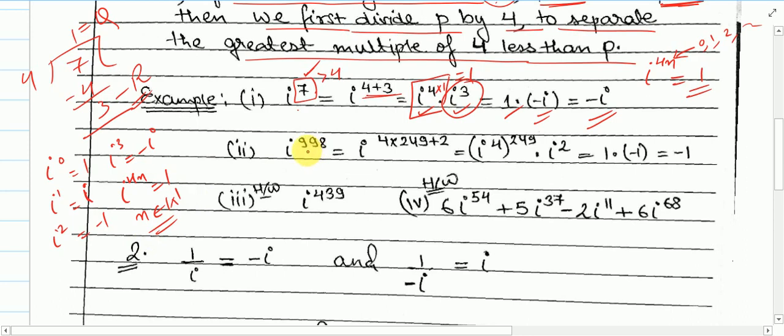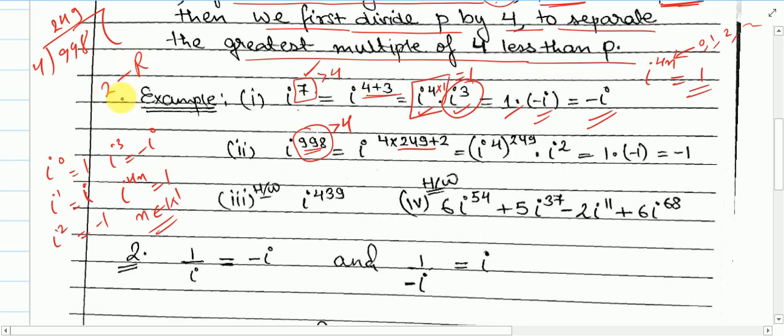Now let's see the next one, i to the power 998. So this number is greater than 4. When you divide 998 by 4, the quotient will be 249, and the remainder you will get is 2. That means 998 can be written as 4 into 249 plus 2. Yes, so it's written over here.